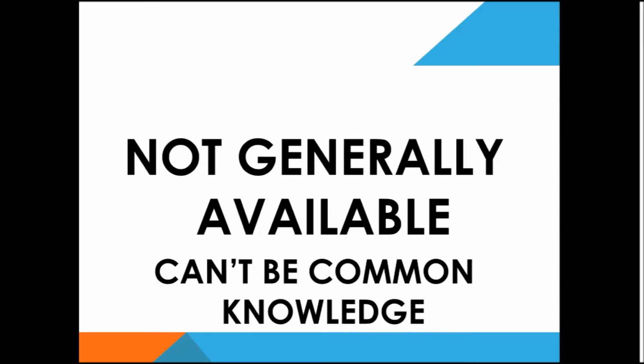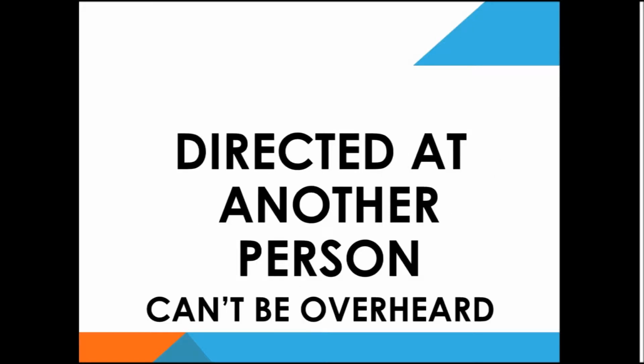The fifth characteristic is that it's not generally available, meaning it's not necessarily known to most people. You may have a lot of people in your social circle, but not necessarily all of them will know about what you're self-disclosing. The sixth characteristic is that it must be directed at another person, meaning it can't be overheard and it can't be to a group of people. No, it has to be one-on-one, straight up, real talk.